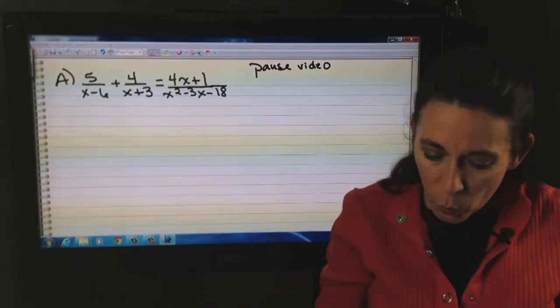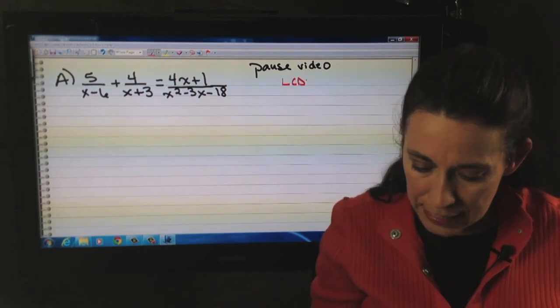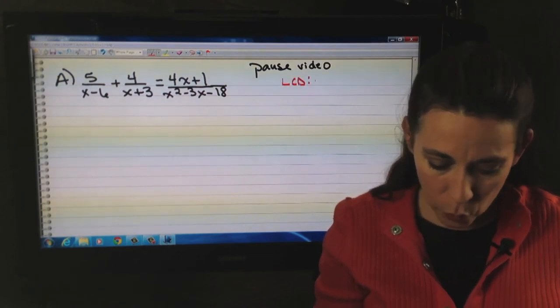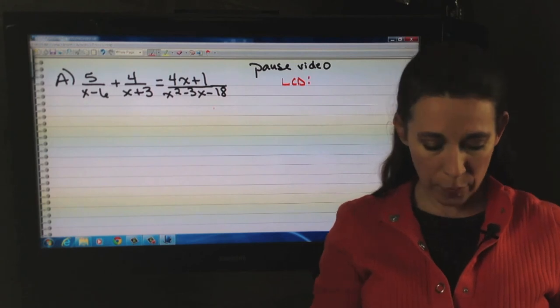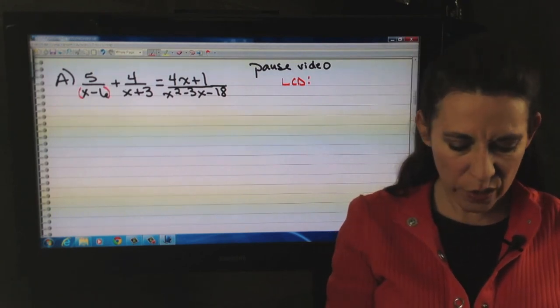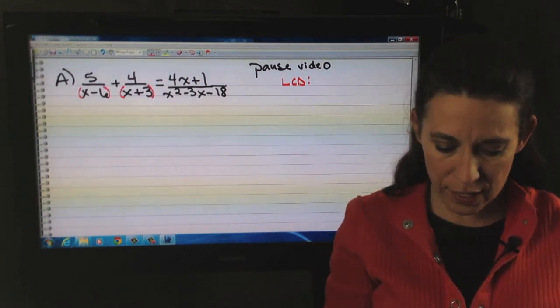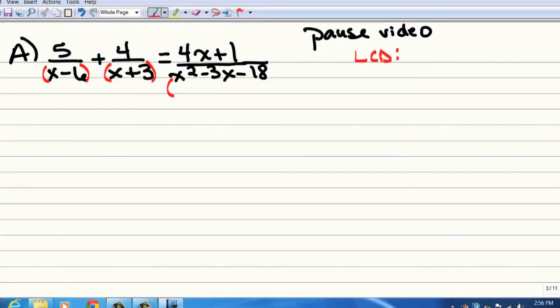Okay. We need to find the LCD. And in order to do that, we need to factor all of the denominators. This first denominator is already factored. Second denominator, it's as simplified as it can go. Now the trinomial factors into x minus 6, x plus 3.